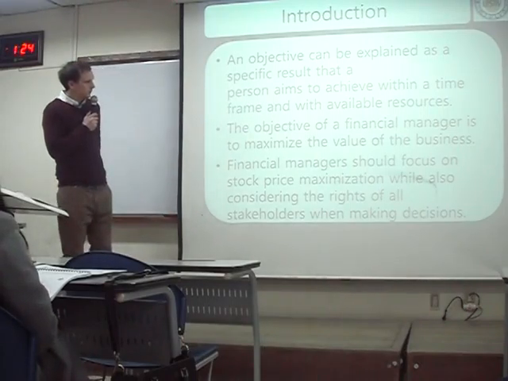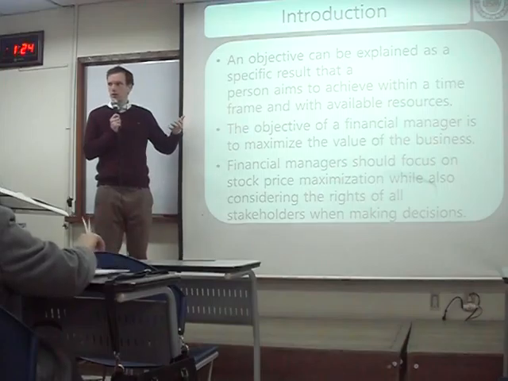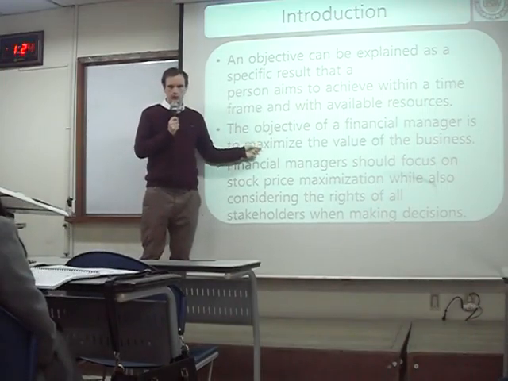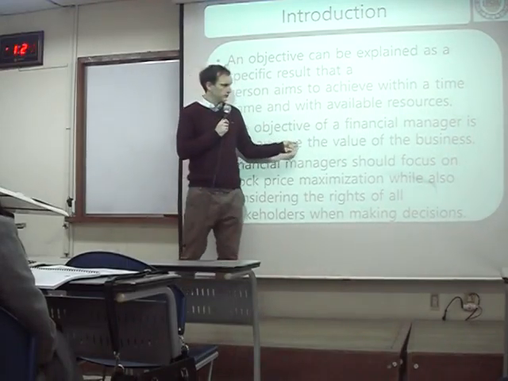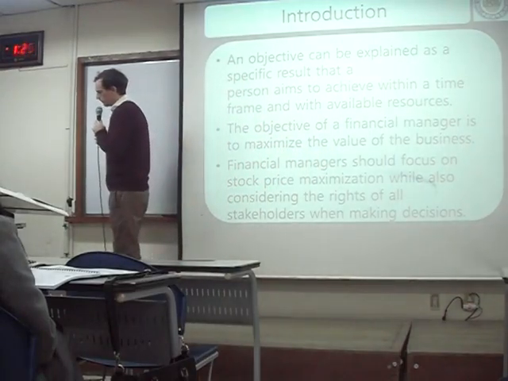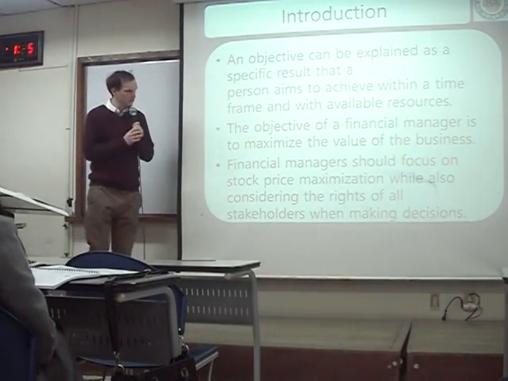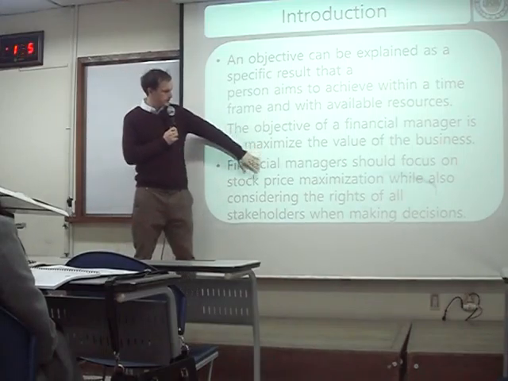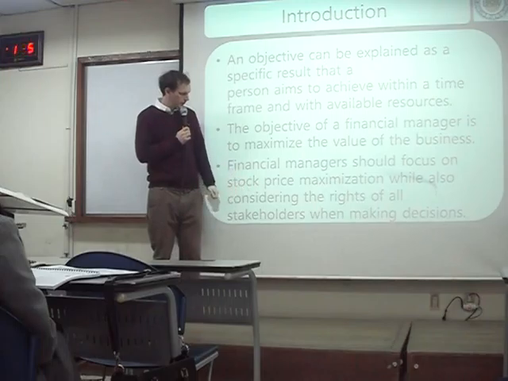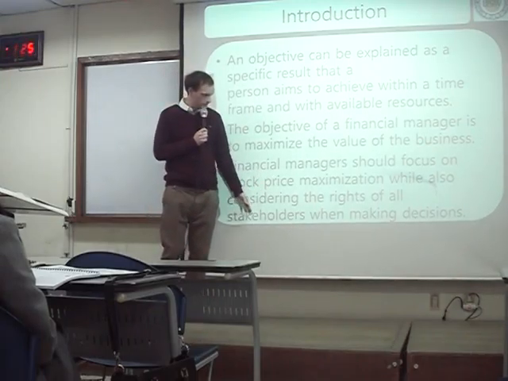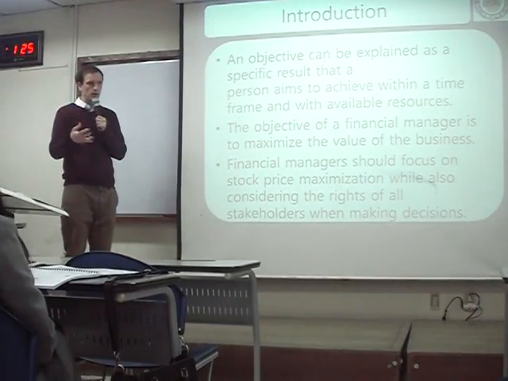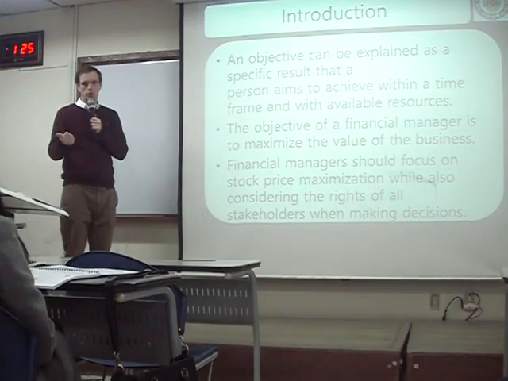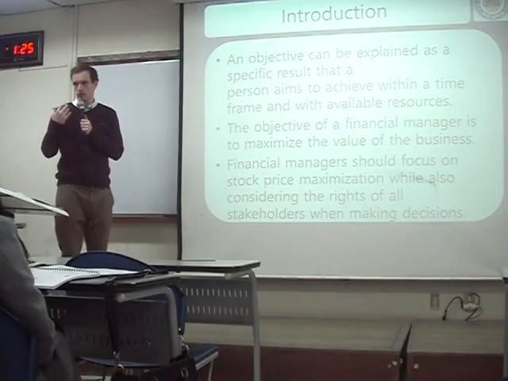Okay? So the objective for a financial manager, if you're a financial manager in the company, is to maximize. We saw this word before, maximize. Okay, maximize means make the best or make the highest. The value of the business. Okay, when we're talking about that more specifically, financial managers should focus on maximizing the stock price, okay, while also considering the rights of stakeholders when making decisions. So a stakeholder is anybody who's involved with the company or has an interest in the company. For example, the workers, the customers, the suppliers, the government, NGOs, they're all stakeholders.